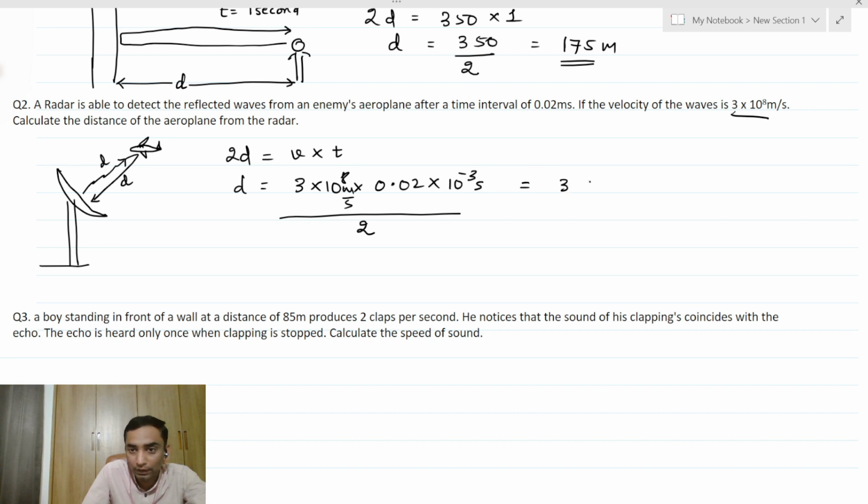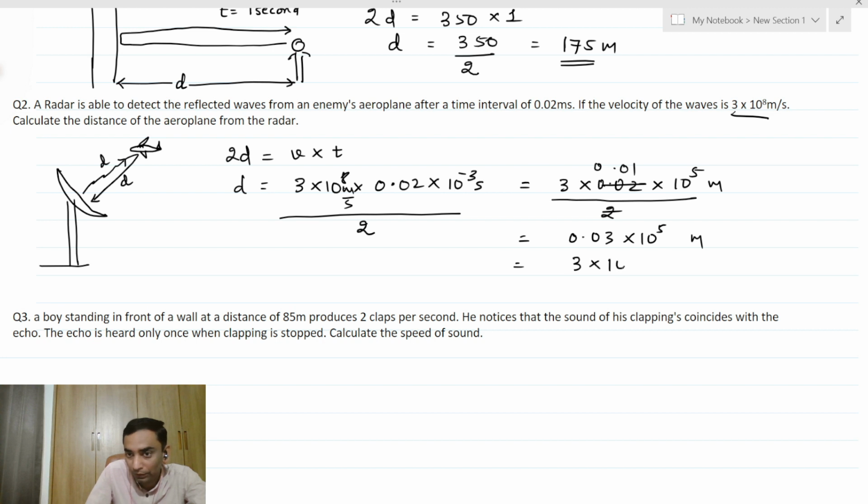So this is 3 into 0.02 into 10 raised to 8, and then this is 10 raised to minus 3, which gives 10 raised to 5. So divided by 2, this is 0.01. So that is equal to 0.03 into 10 raised to 5. The answer would be in meters. And if I again solve this, 2 zeros are gone. So this is 3 into 10 raised to 3 meters, and that can be written as 3 kilometers. So that is the answer to our problem.